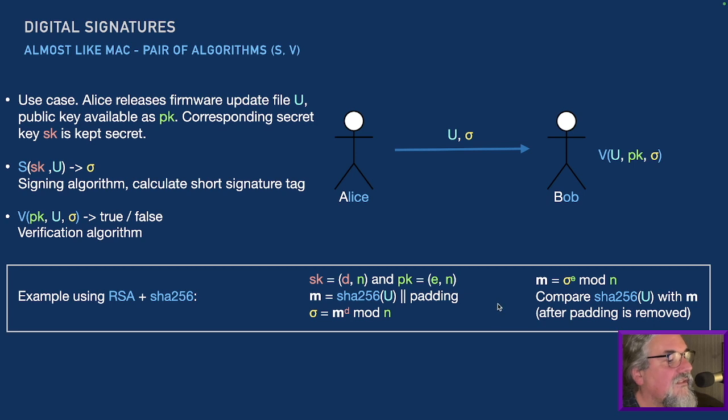It's like encrypting with RSA, but the opposite, the inverse. You encrypt with the secret key, the D, and then verify using the public key. Yeah, and remove the padding before calculating the hash. The padding is only there to stop certain attacks.